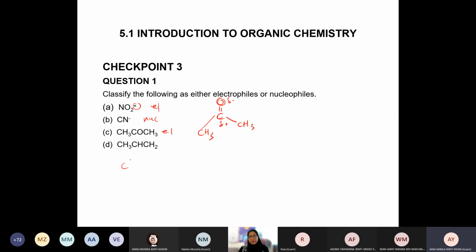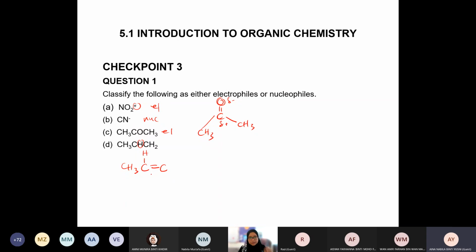Then CH3, CH2. Okay, so you have to check for the double bond. Here is likely to have a double bond. C double bond C. We have H. Here, double bond. So the double bond is not shown. So that's why you should know.